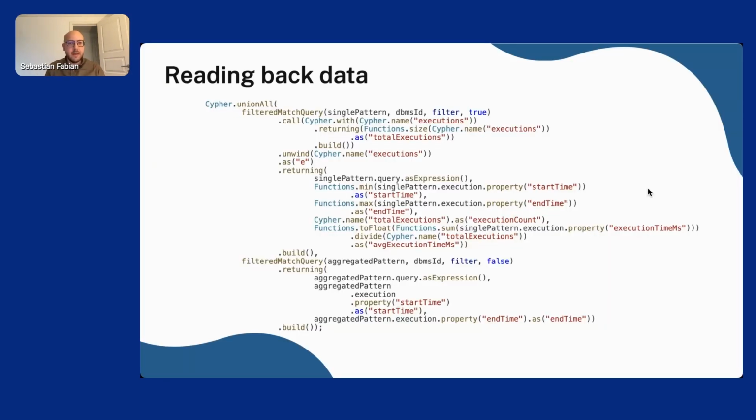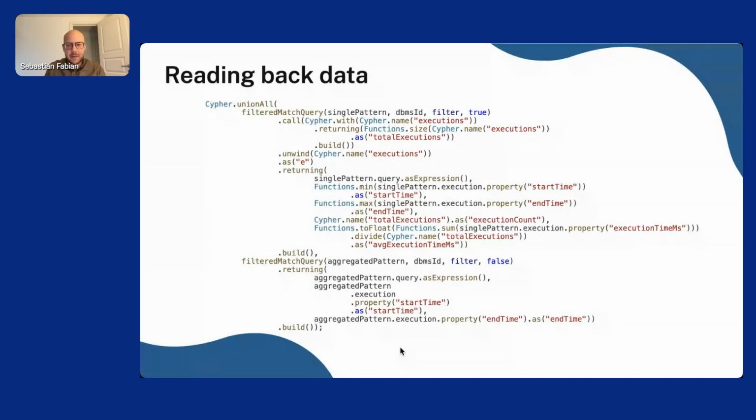So what about reading back data to the summary tab? Well, now we have to deal with both single execution nodes and pre-aggregated execution nodes. So what we can do here is transform the set of single execution nodes into one aggregated node on the fly. That is the first part of this query. And then the second part, we look for the pre-aggregated nodes within the same time window.